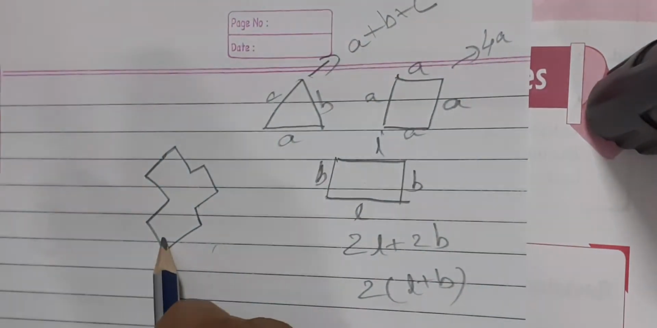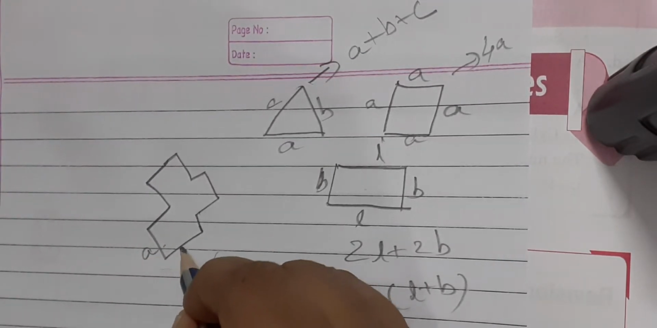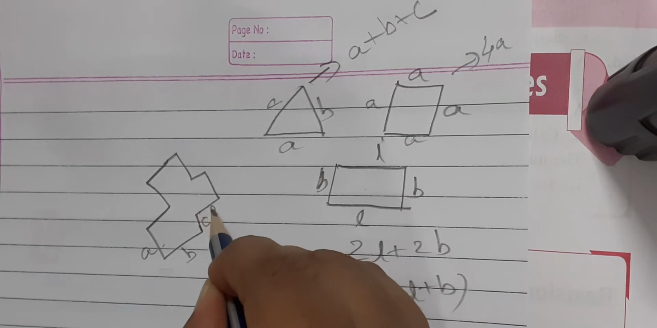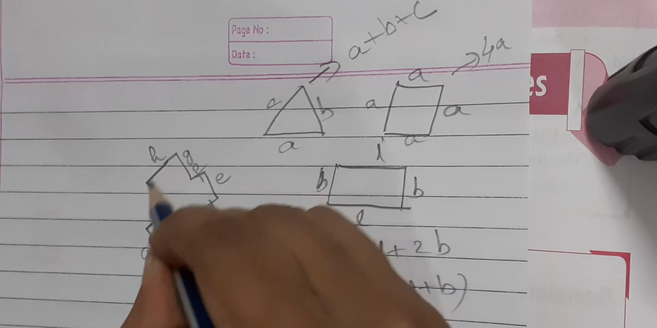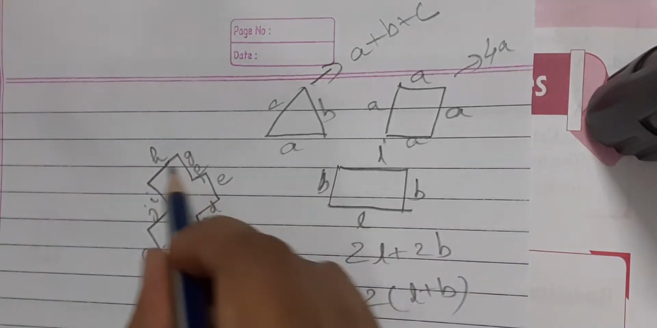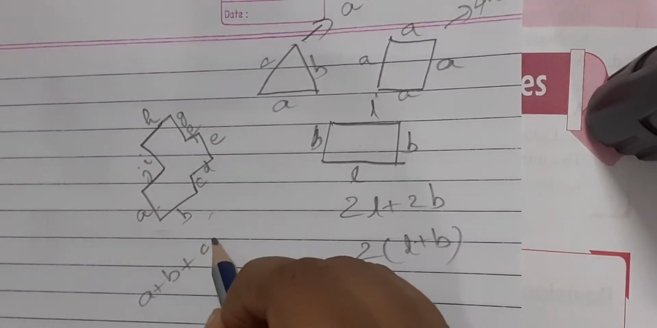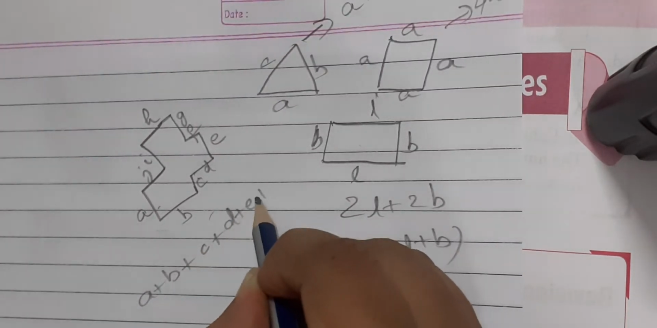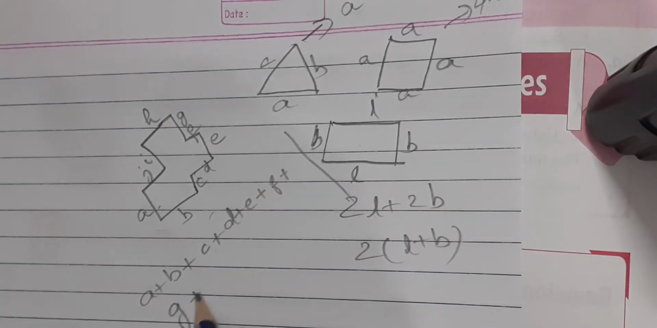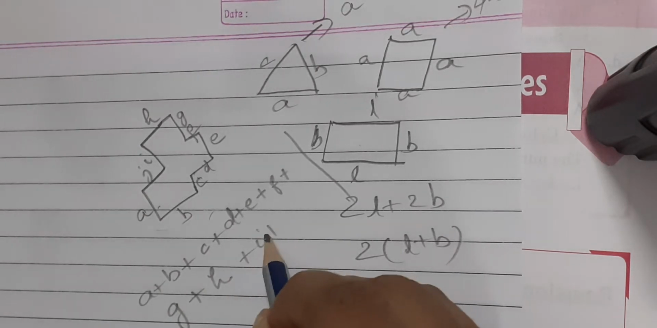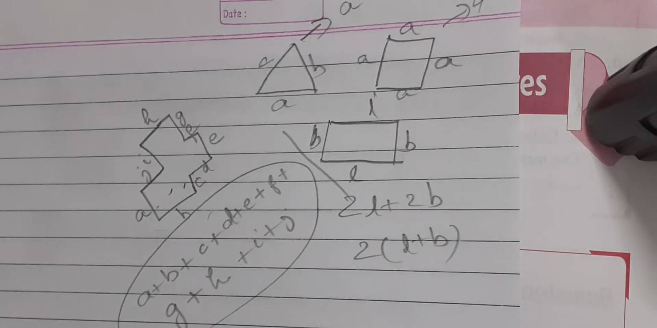Like that, for this one, how can we calculate the perimeter? Suppose that this side has length A, this B, this is C, and this side D, E, and here F, G, H, I, J. Suppose that these are the lengths of the sides. Then A plus B plus C plus D plus E plus F plus G plus H plus I plus J will give the perimeter of this figure. Hope that the concept of perimeter is clear.